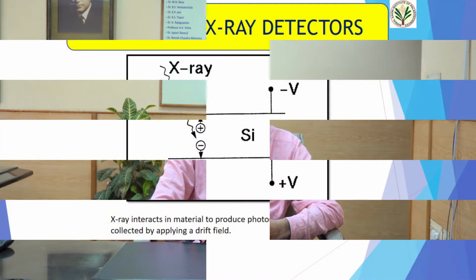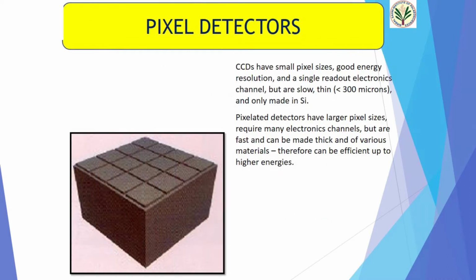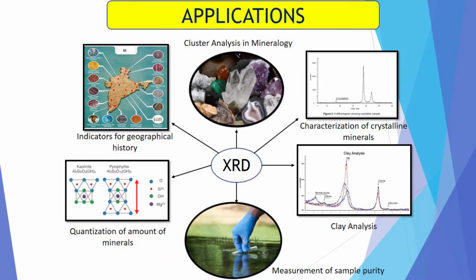I'll just talk about two basic detectors in my talk, solid state detectors and pixel detectors, which are a form of charge-coupled detectors which people are using in modern times. In a solid state detector, X-rays interact in the material to produce photoelectrons which are collected by applying a drift field. Next, pixel detectors. These are a form of charge-coupled detectors with good energy resolution and single readout electronics. Pixelated detectors have very large pixel sizes which do not require many electronic channels, but are very fast, and high resolution peaks are obtained.